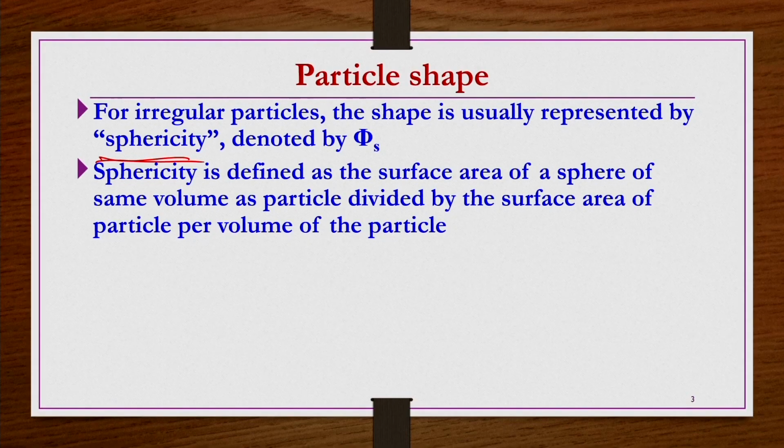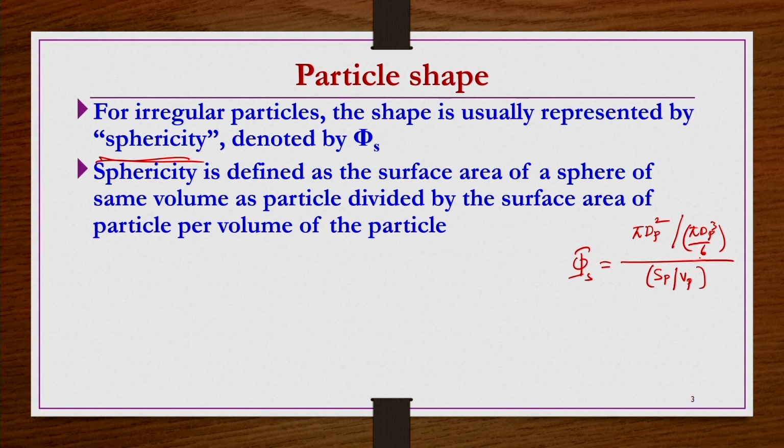It is defined as the surface area of a sphere of the same volume as the particle, divided by the surface area of the particle per volume of the particle. So, the surface area of a spherical particle of size dp is pi dp square, and its volume is pi dp cube by 6, divided by the surface area of the irregular particle, let us say Sp, and the volume of the irregular particle, let us say Vp. You take this ratio and you get the sphericity. So, that is sphericity defined as the surface area of a sphere of the same volume as the particle divided by the surface area of the particle per volume of the particle. That is when you put it in an equation.